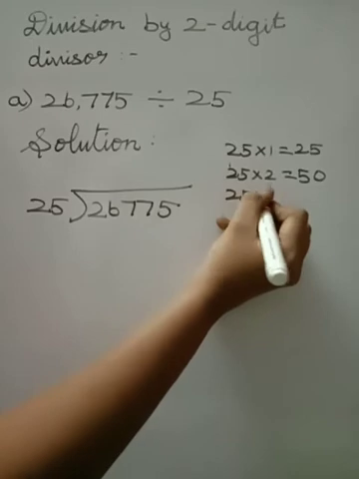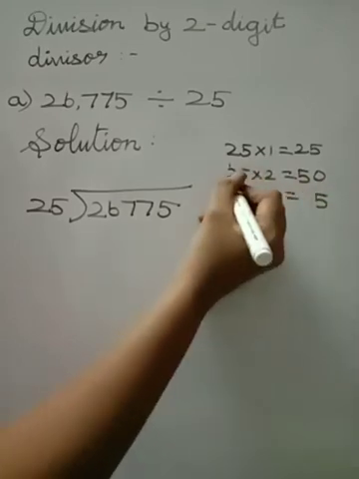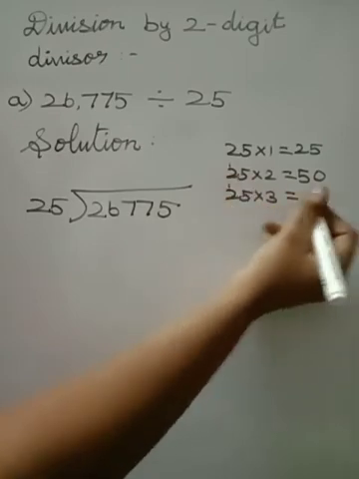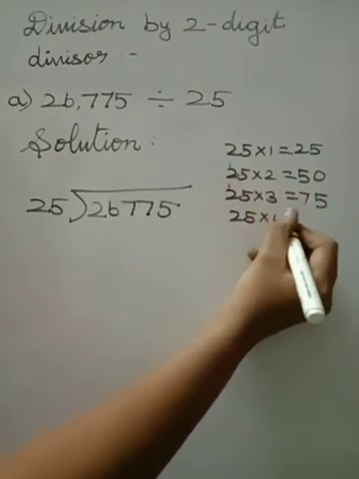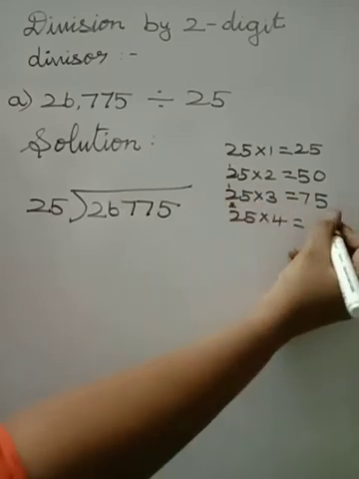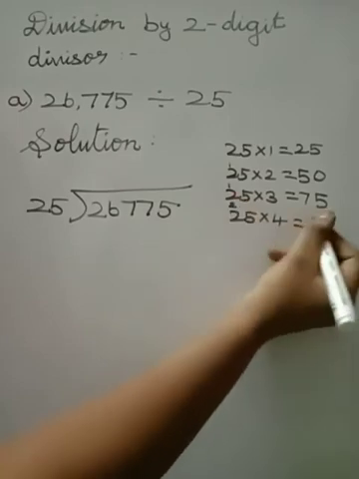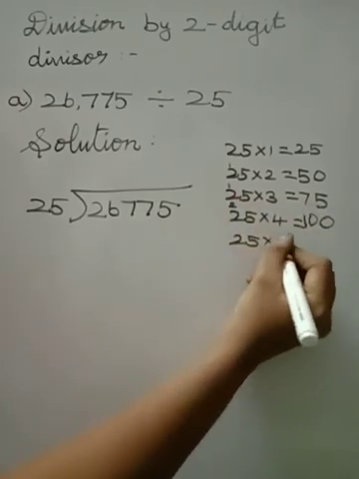Next 25 into 3. 3 fives are 15. 5, 1. 3 twos are 6 plus 1, 7. Next 25 into 4. 5 fours are 20. So 2, 0. 4 twos are 8, 9, 10. Next it is 25 into 5.